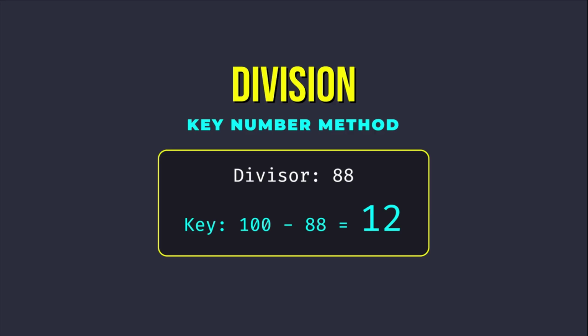Trachtenberg division, known as the key number method, converts division into a series of rapid subtractions and additions, completely bypassing traditional long division. This method requires finding a key number based on the divisor. If the divisor is 88, the key number is 12, derived from 100 minus 88.